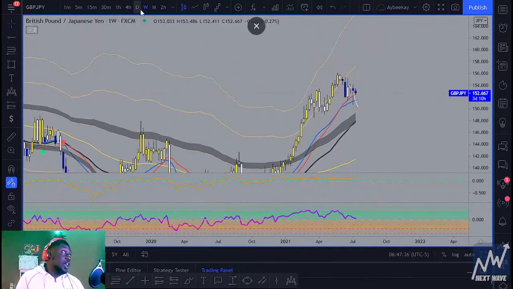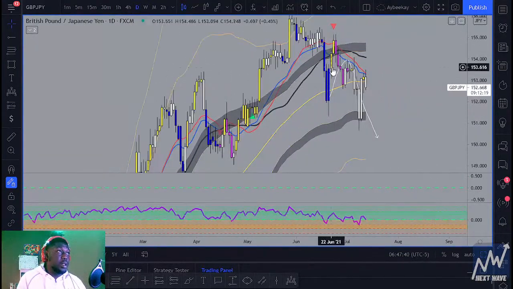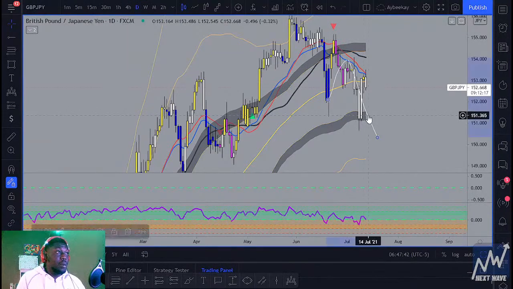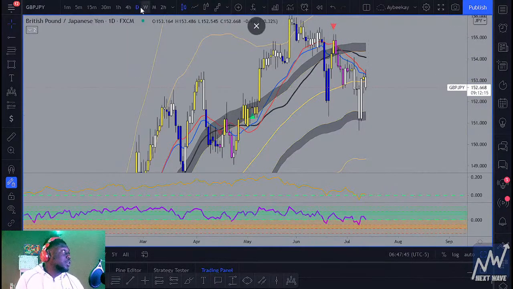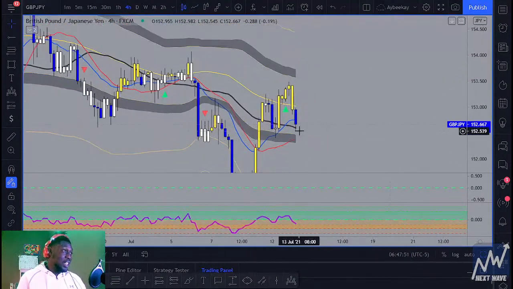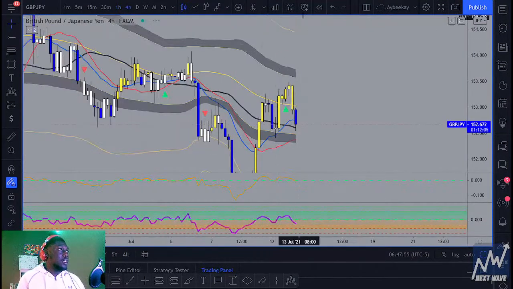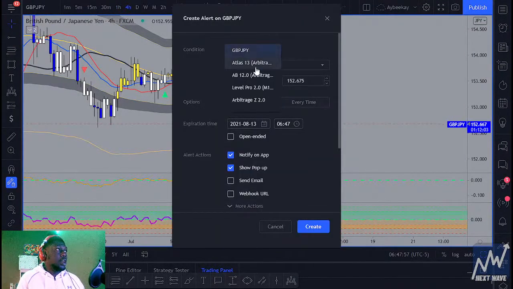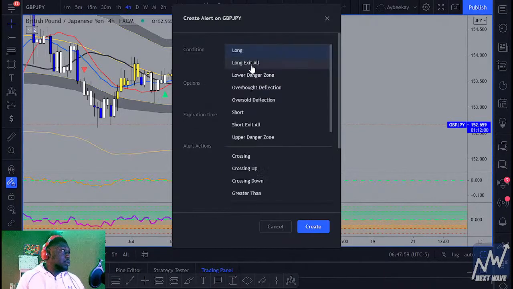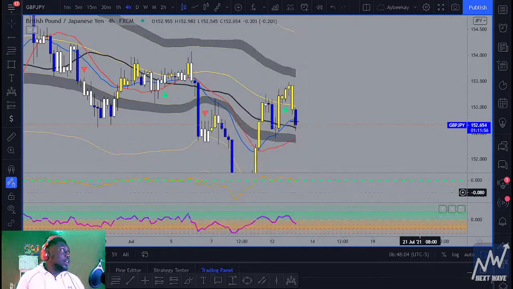Weekly time frame's been extra bullish. Daily time frame's been bearish, but this played out already where I was talking about that drop. That played out, so I'm good off of it. 4-hour time frame, ooh, break and retest off of this RSI line. Yeah, I'm definitely getting into that GJ buy, and I'll set up the exit alert on here. AB12, then I'll put long exit all. I'm not going to wait for the candle to close.